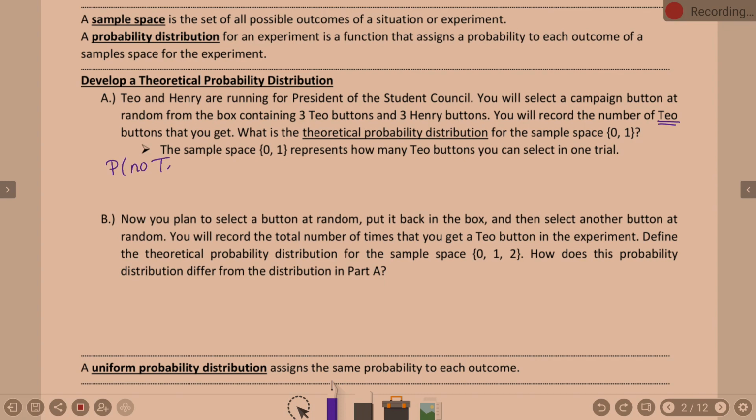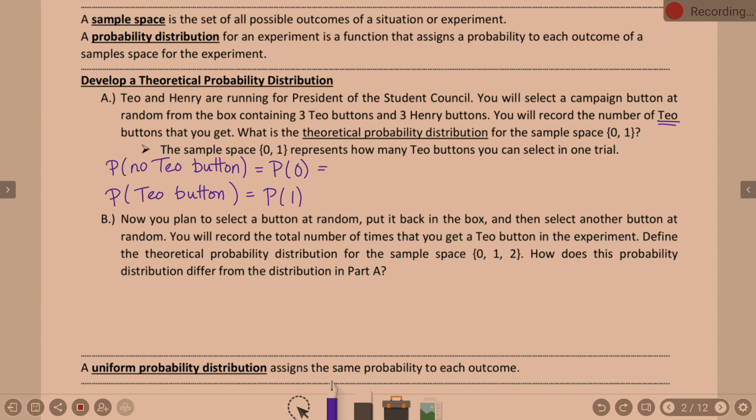And so probability of no Tio button, they represent as the probability of 0. So the probability of getting 0 Tio buttons. Or the other option is the probability of getting a Tio button. And the probability of getting a Tio button is the probability of 1. Okay, so we're turning this into 2 options. Either you get a Tio button or you didn't. Okay?